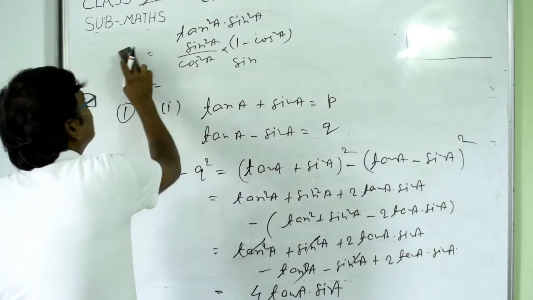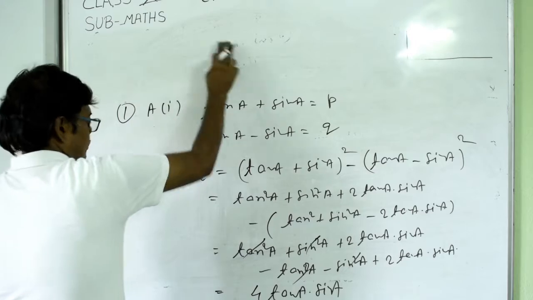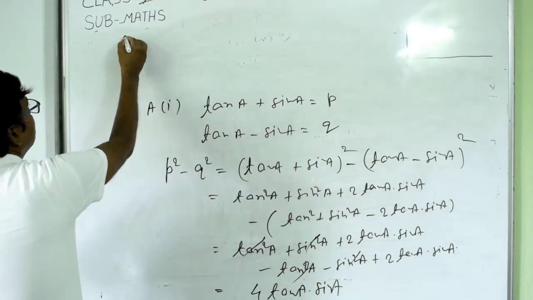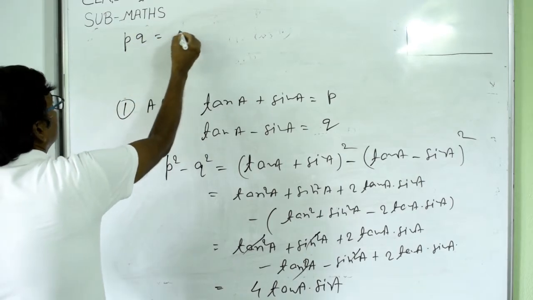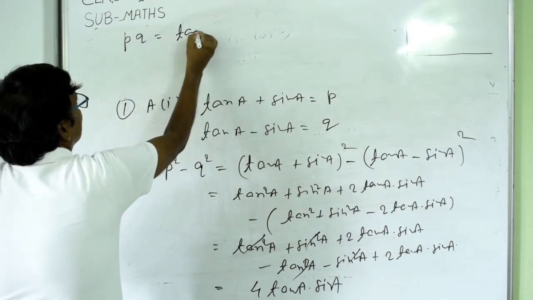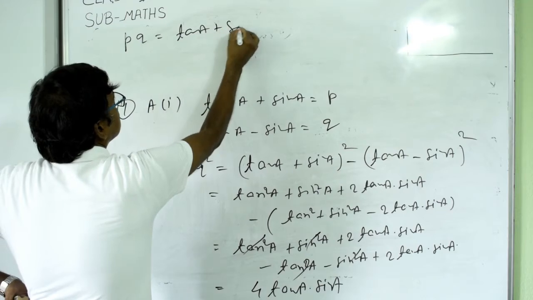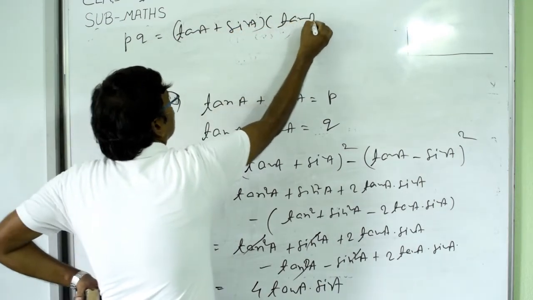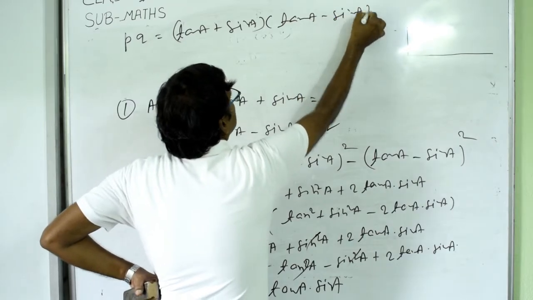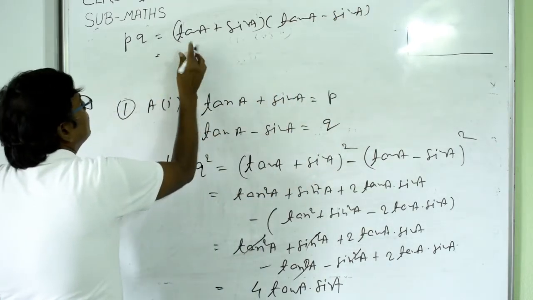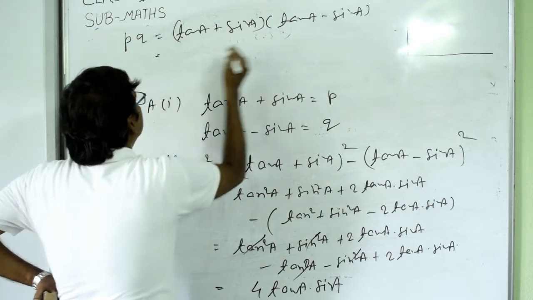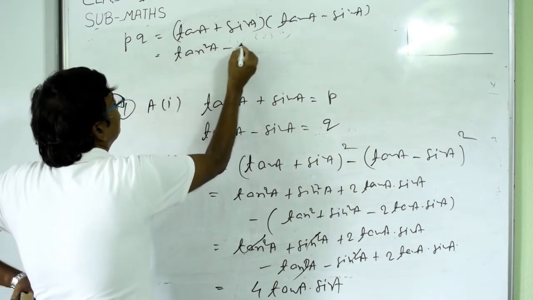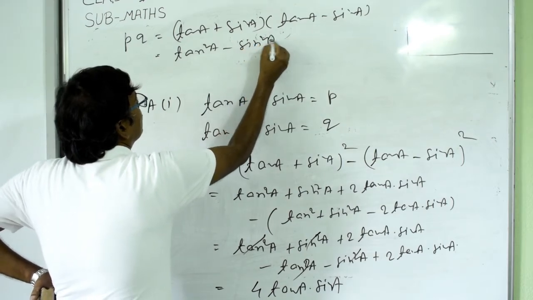Okay, now here we have got this. Now again write P into Q. P into Q equal to what here? Tan A plus sin A into tan A minus sin A. Then when you multiply, it is A plus B into A minus B, so you have tan square A minus sin square A.